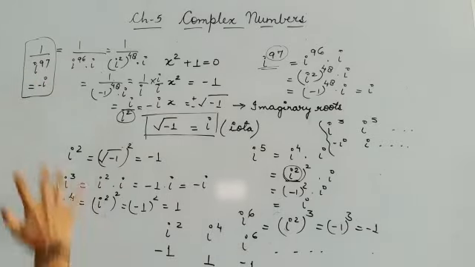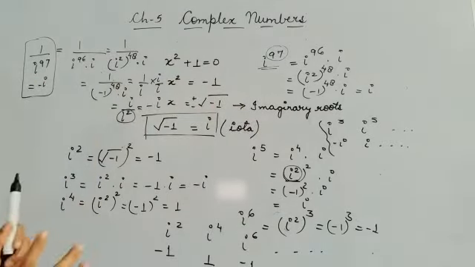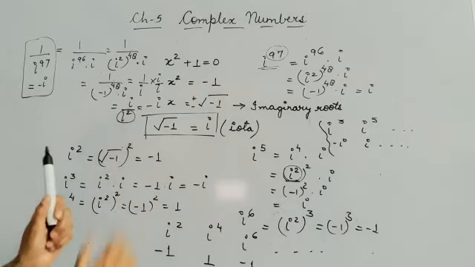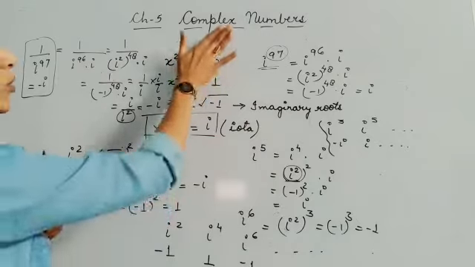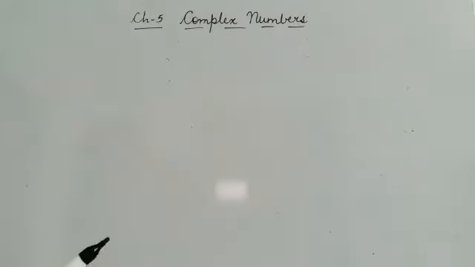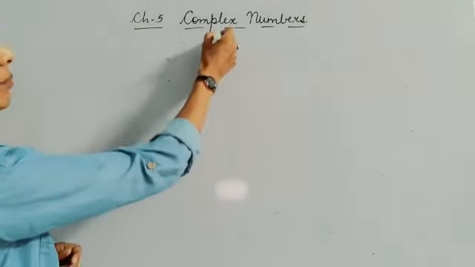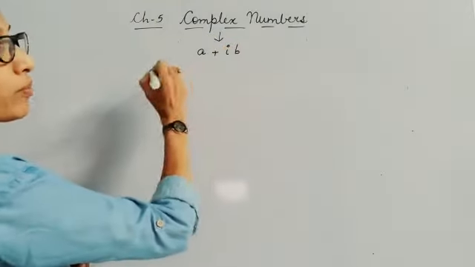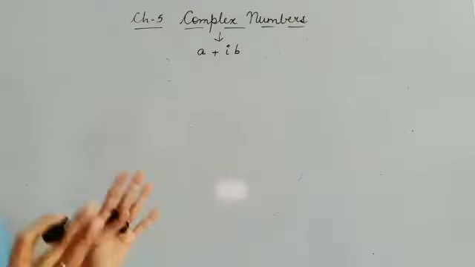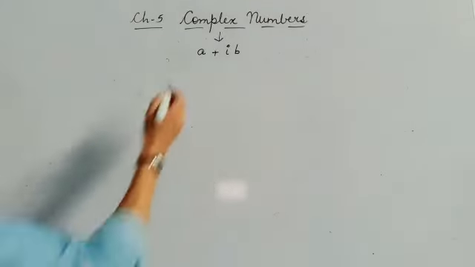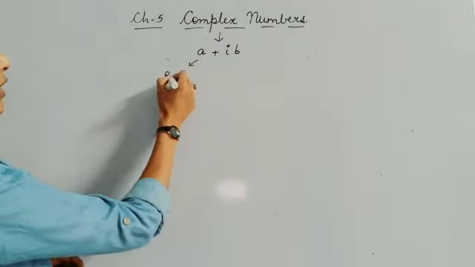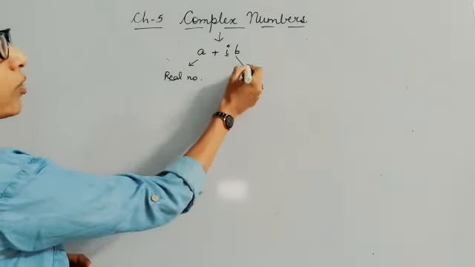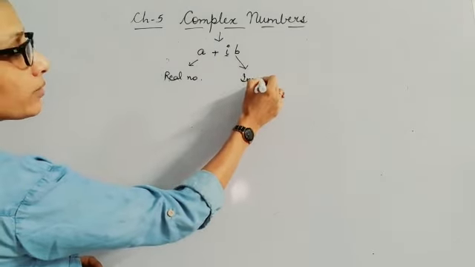Now children, everything I have told you so far is just about iota and the powers of iota. But then what about complex numbers? Complex numbers are the numbers which are represented in a plus iota b form. This is the standard form to represent any complex number, where a is your real number and b is with iota. That's why we call it an imaginary number.